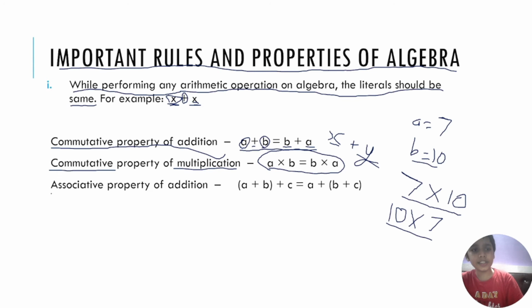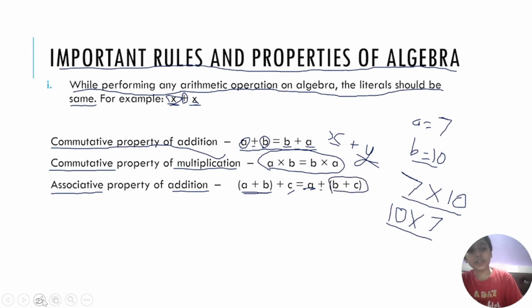So this is the associative property of addition. In this, what happens? A plus b. We have here 7 and 10, but we can take any number. Suppose a plus b is in the bracket. We add them and then we add c to it. The answer will be equal to a plus, in the bracket, b plus c.